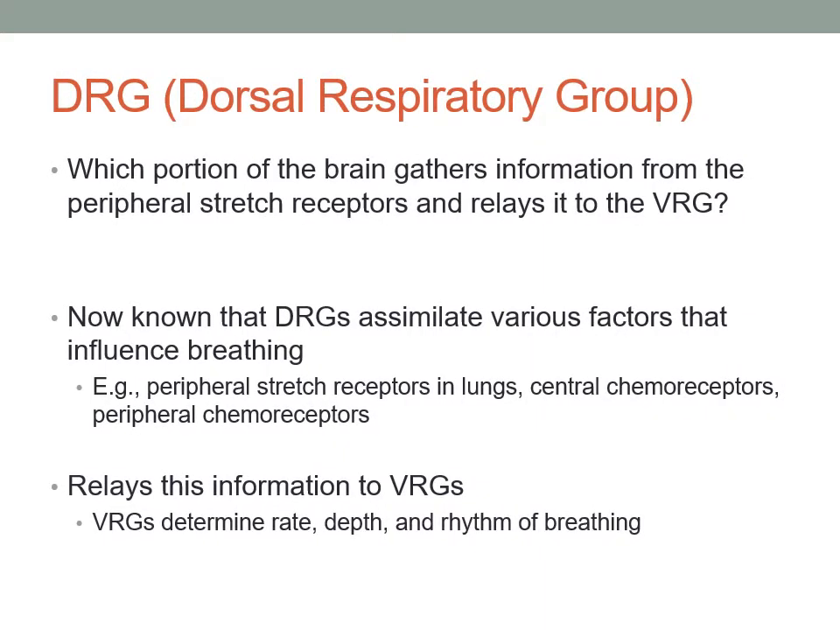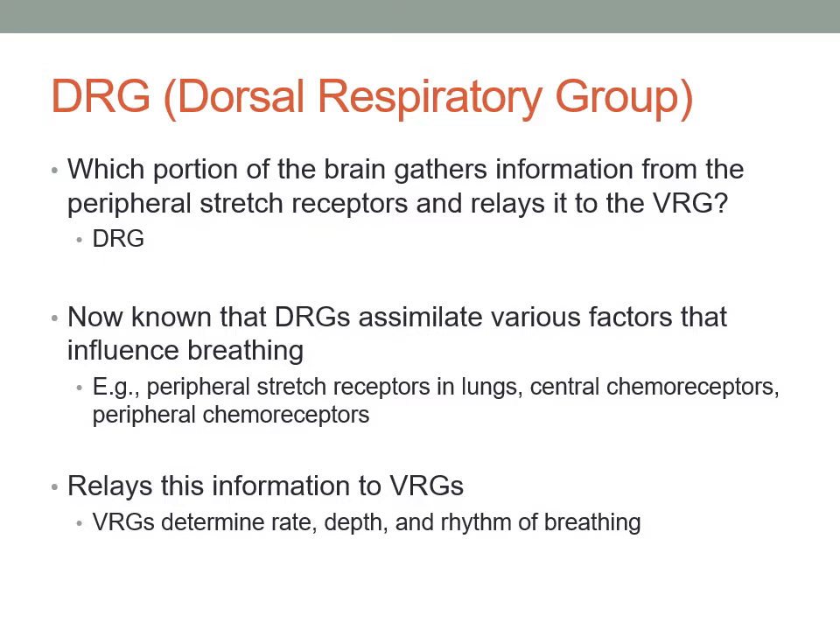Let's start by defining a few terms: dorsal and ventral. Dorsal means closer to the midline. Ventral means outside of the midline. So, which portion of the brain gathers information from the peripheral stretch receptors and relays it to the VRG?